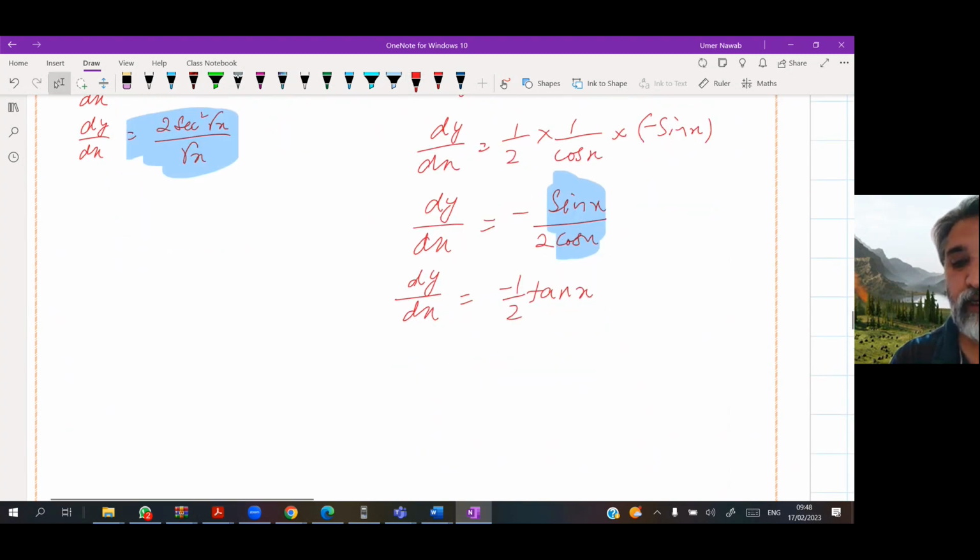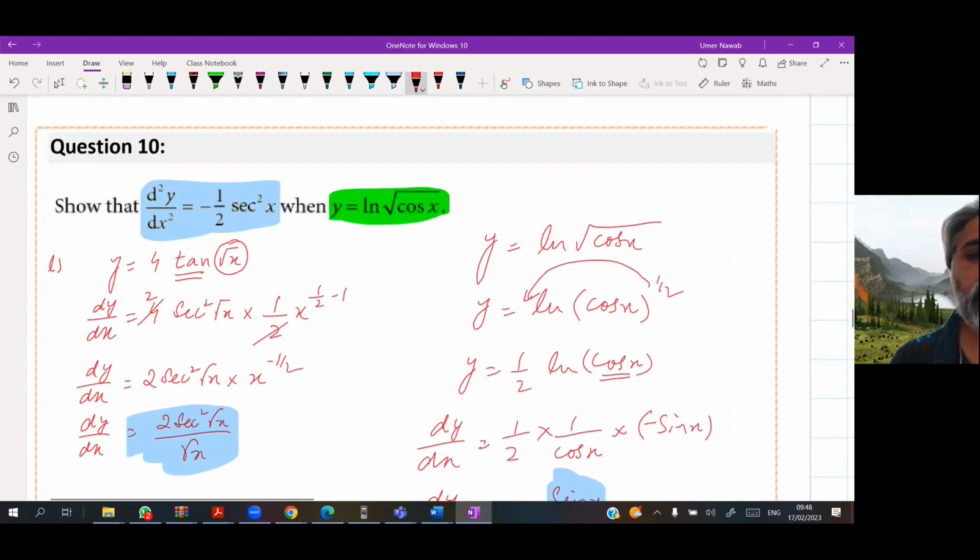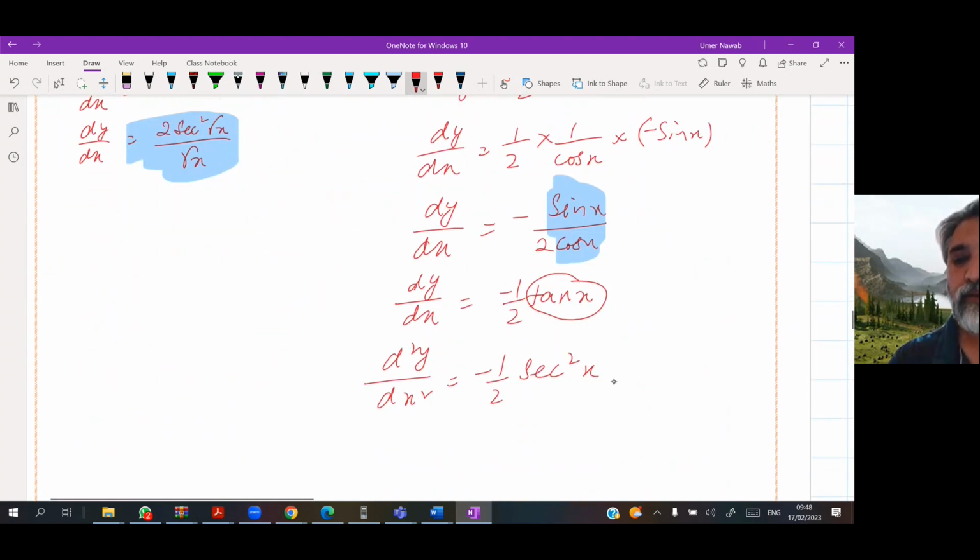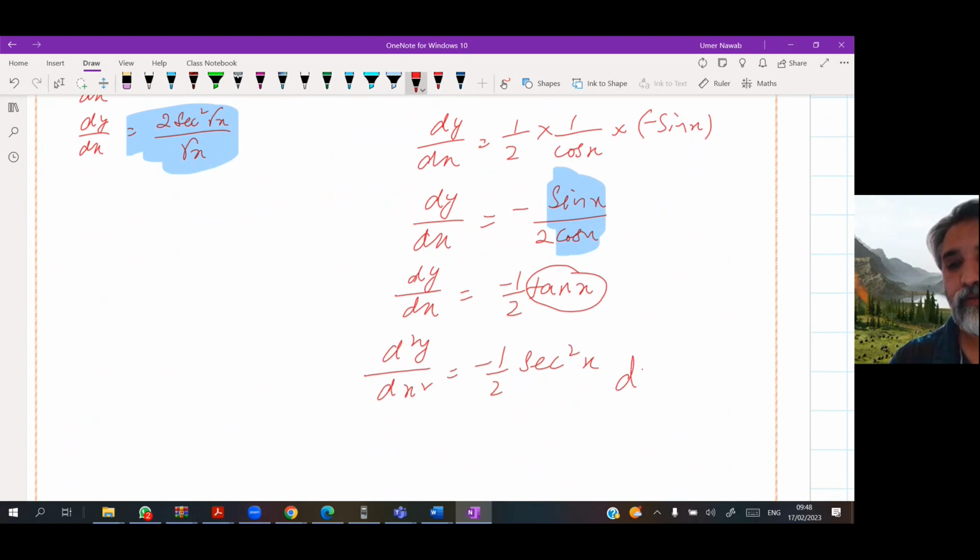I'm ready to take the second derivative now. So d squared y over dx squared, minus half is a coefficient. What is the derivative of tan of x? That is secant squared of x. Is it the same thing which I want to get? Yes. So this is done.